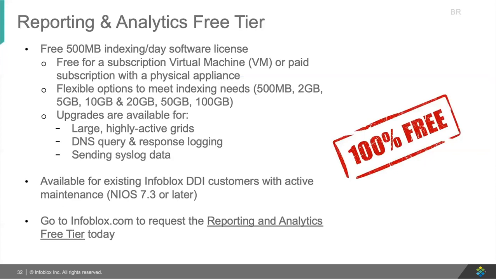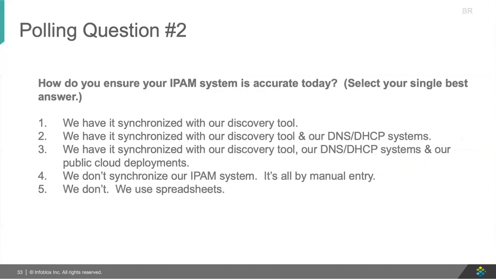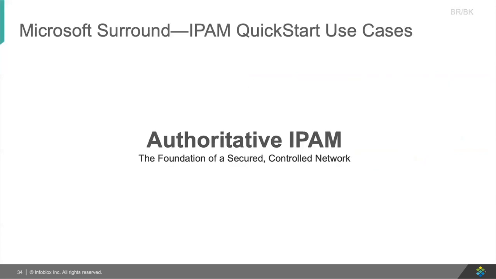We have a promotion going on right now around our reporting free tier, so you can get up to 500 megabytes of indexing per day, and try it out. Simply go to the infoblox.com website and look up reporting and analytics, and you can get all of that information. I'm actually going to skip the polling question.